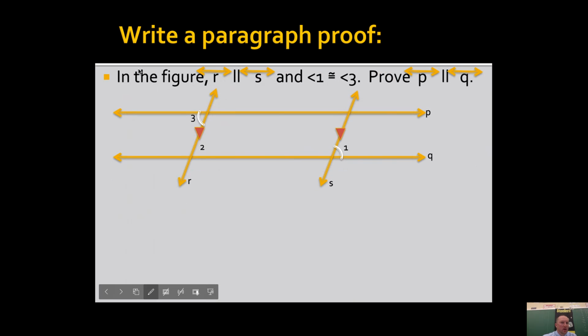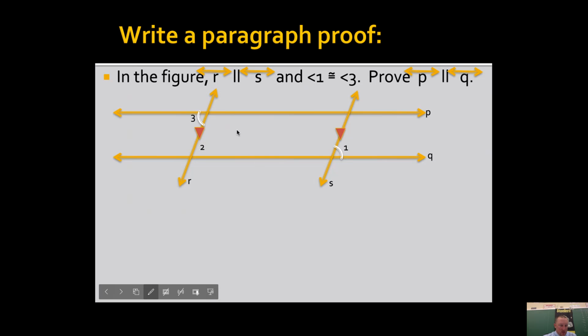So here's an example. In the figure, line R, that's this one, and line S, that's this one, are parallel. And angle 1 is congruent to angle 3. Prove that line P and line Q are parallel. So we now have 4 ways to show that lines are parallel. We just need one of them here.